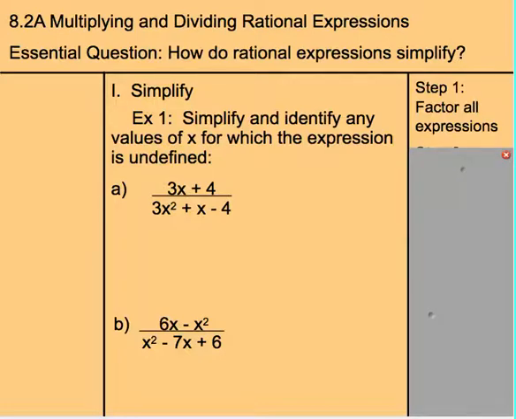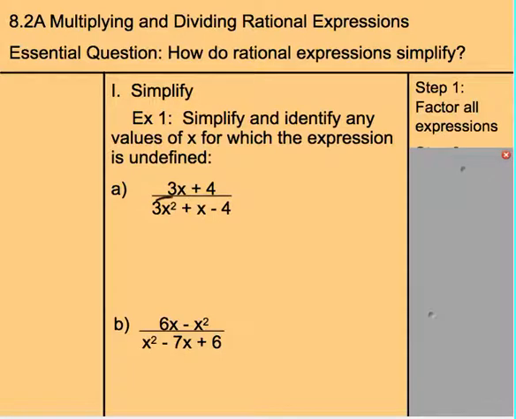So looking at part A, my numerator, 3x plus 4. I don't see a GCF. It's a binomial, but it's not a difference of squares or a sum of cubes. So that is factored. The denominator, we have a quadratic trinomial. The lead coefficient's not 1, so I'm going to use the AC method. Remember, when we factor using the AC method, we have to factor by grouping.